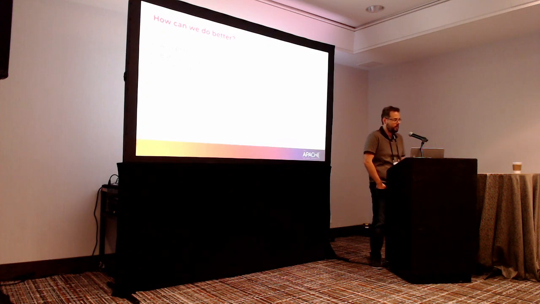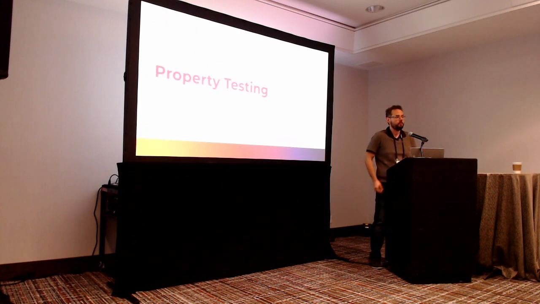We have to acknowledge that we don't know all the edge cases. We don't know how it's going to be interacting with all the data systems. But maybe we can generate these things. So how do we do that? And that's where property testing comes into play.